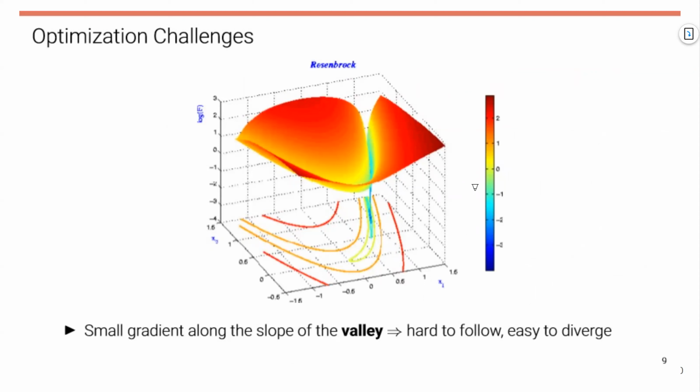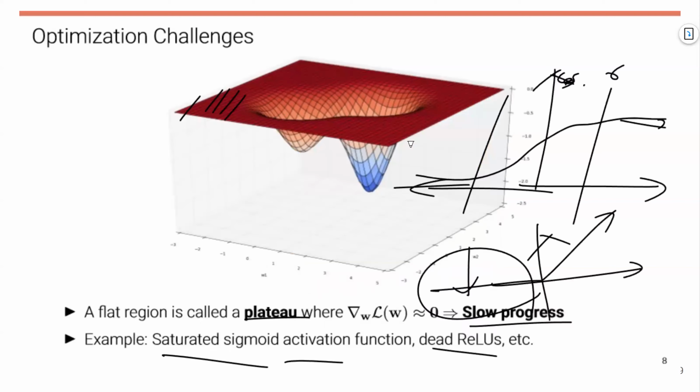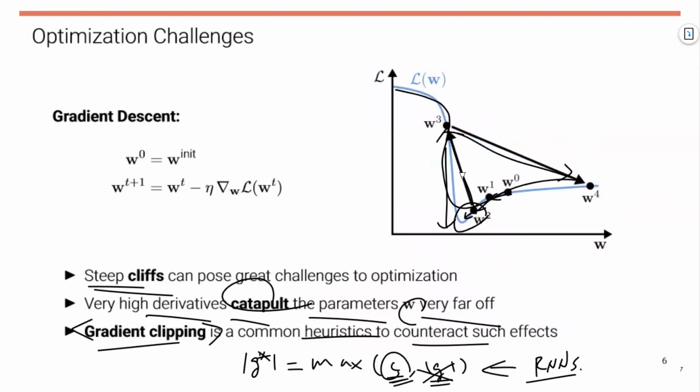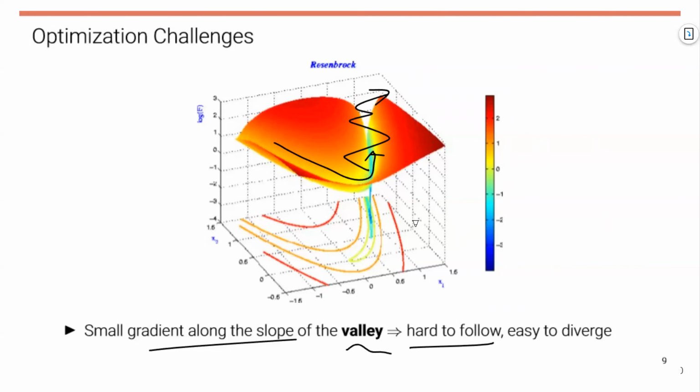And in this case, we have a cliff or a valley. Then small gradient along the slope of the valley might be very hard to follow because you exactly need to follow this path. And if you make just a small mistake, then you'll just diverge here. I showed you this picture here, diverge. So this could happen for this kind of valley. And you exactly need to follow that path, and that is not highly likely.